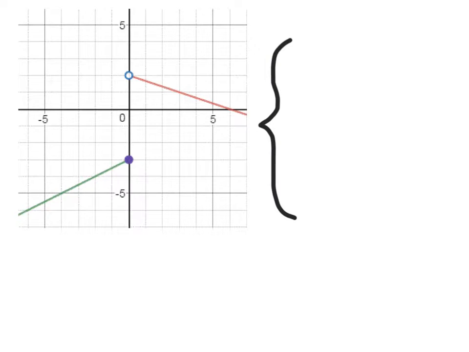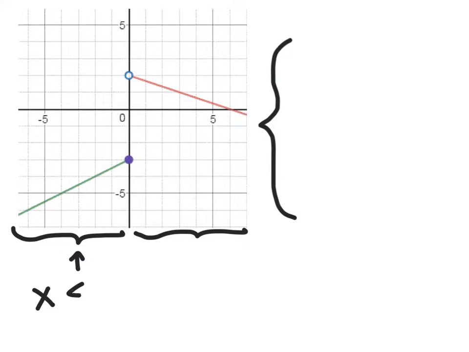So what we're looking at is a piecewise function. There's the green piece over here, and then there's the red piece over here. One thing you need to do is divide the domain up a little bit. You notice this part has the values for x that are smaller than or equal to 0.